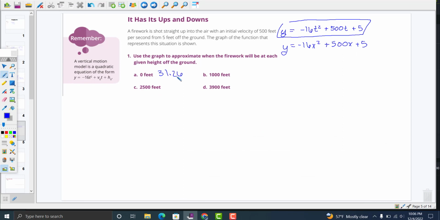Now, since we don't have access to Desmos when we're doing it on our test, what you can do to find that is use your trace. And your trace will be able to bring you to that point without having the Desmos where you can just click on it. And so that's going to be under your graph, in your menus for graph. So the next one asks me what is happening at 1,000 feet.